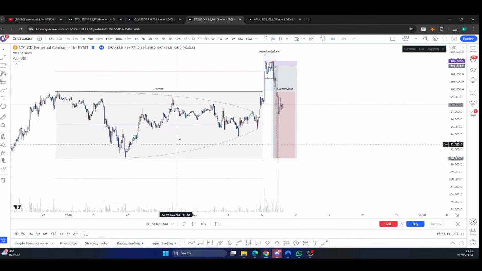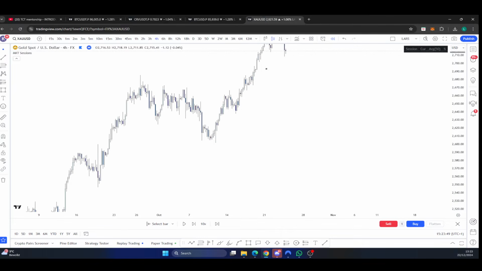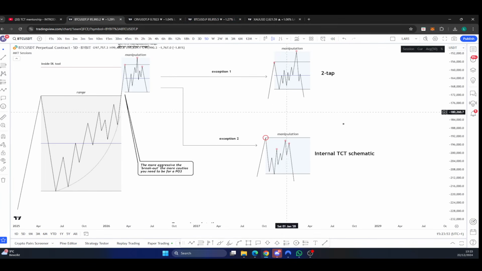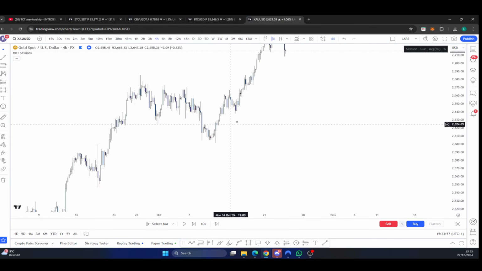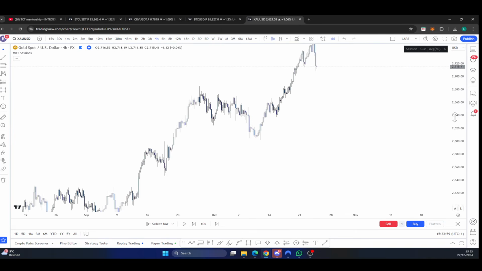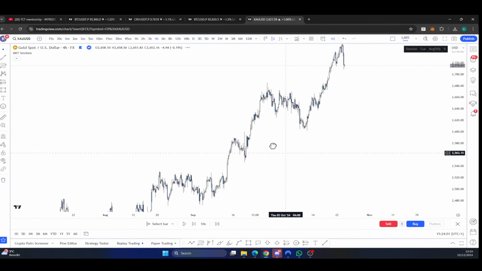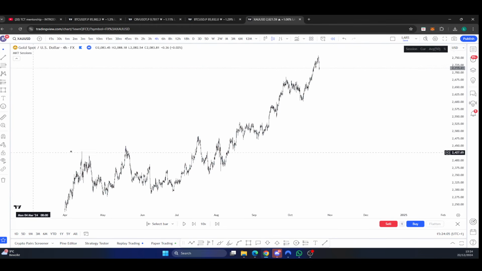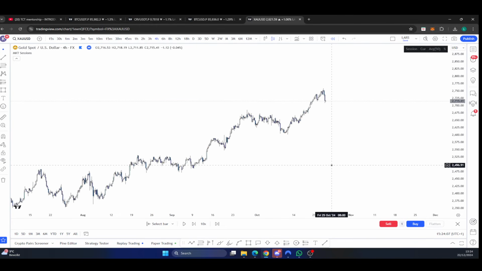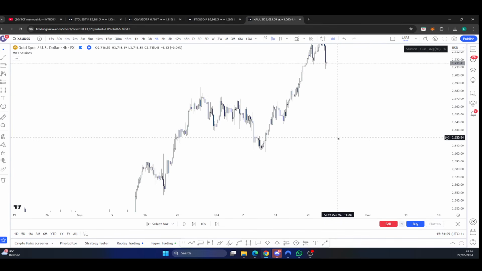Okay, now I have 2 more examples I need to show you guys. And first, I want to show you an example of exception number 1, which is when we're putting in a 2-tap formation. And gold, in my opinion, was an amazing example of that. So overall, gold was trending up very aggressively. Now you can see, I don't have to draw that. You can see we're in a very aggressive uptrend. And the trend is your friend until the end of the trend.